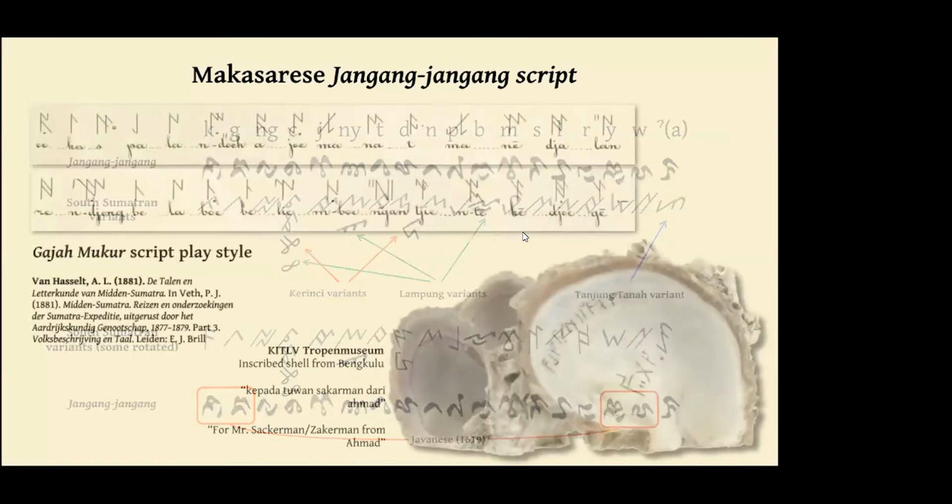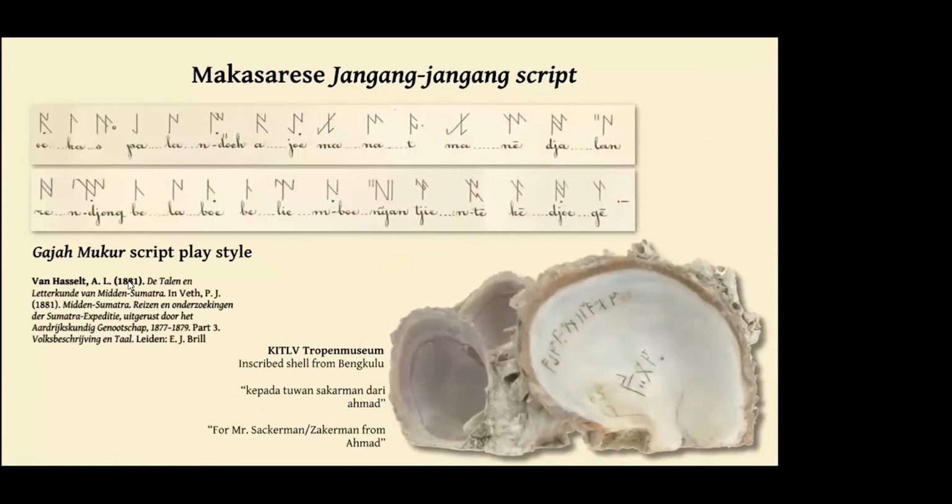But here's a nice example of an attestation from 1881 of this particular script style in South Sumatra, used for romantic or courtship purposes among youth. There's a whole bunch of these styles that we use, but this particular one called Gajah Mukur, I'm not quite sure, but I think it may be meant to mean elephant striking or something of this sort.